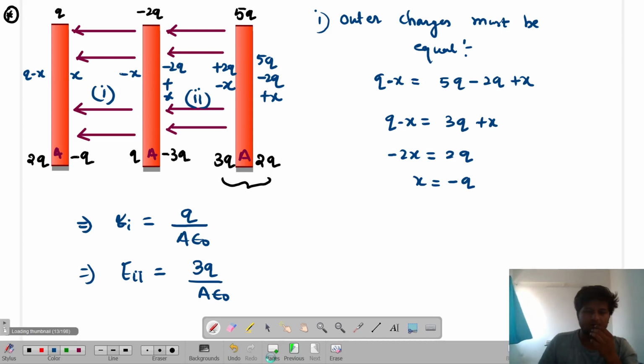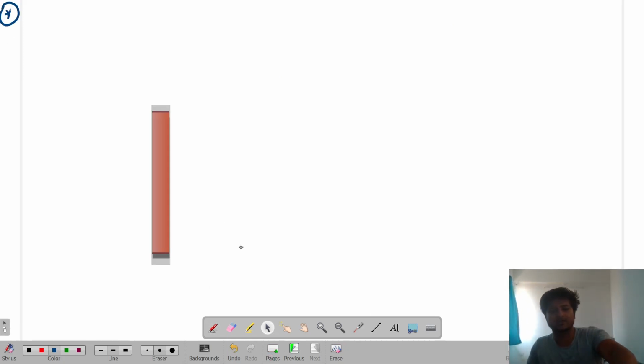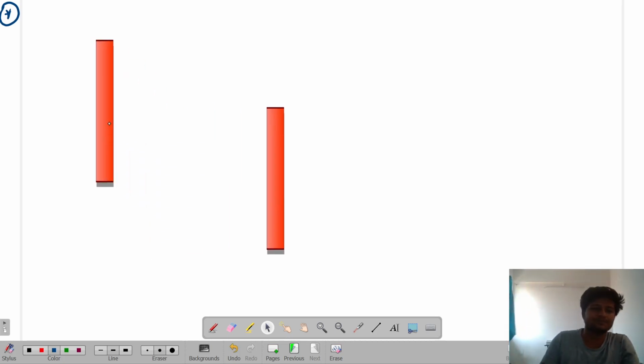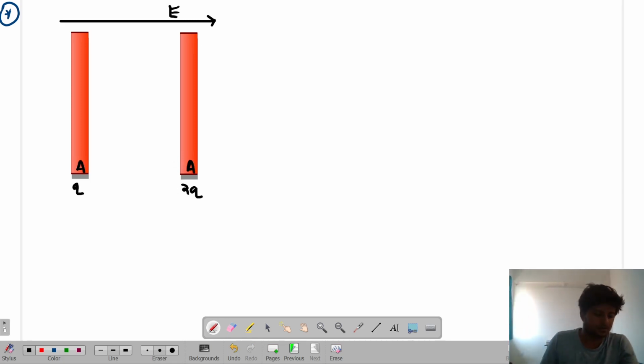Okay, let us do one more question. What happens if we consider the same setup in an external electric field? So I have only two plates. There is an external electric field E, and this is Q, but this is twice Q. Each one has an area of how much? A. Got it? So the question is, find the charge on each surface of the plates.